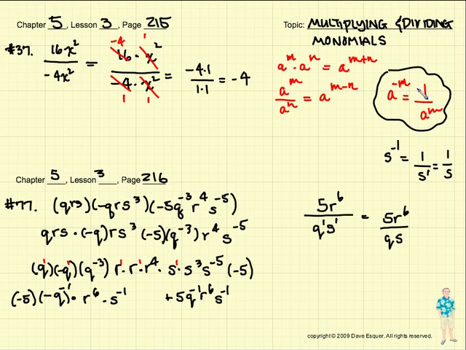Remember these rules up here at the top. This one that we used today, a to the minus m is equal to 1 over a to the mth. We do that and we should be in great shape.